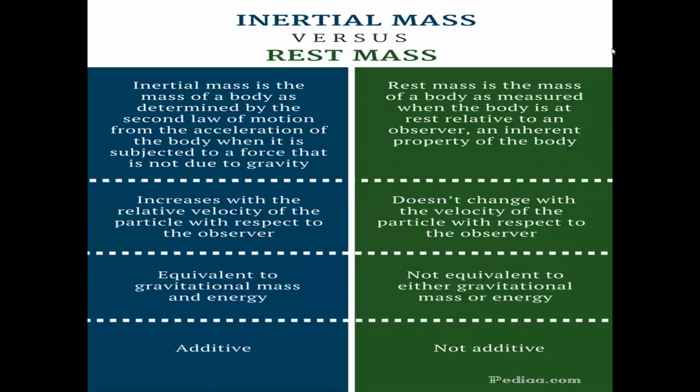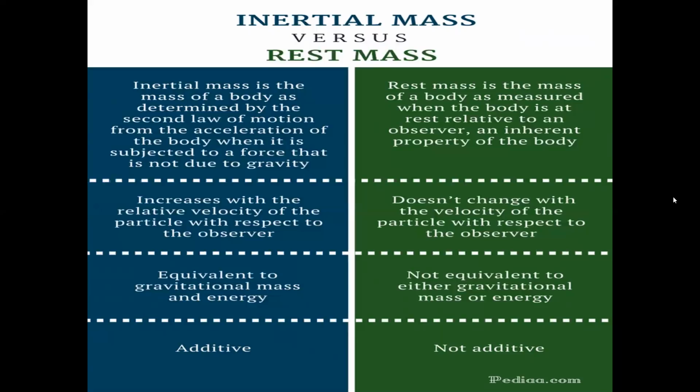So you have the inertia, what we would call the inertial mass, versus the rest mass. Inertial mass is the mass of a body as determined by the second law of motion from the acceleration of the body when it is subjected to a force that is not due to gravity. It increases with the relative velocity of the particle with respect to the observer, is equivalent to gravitational mass and energy, and it's additive. Now, versus when we look at rest mass.